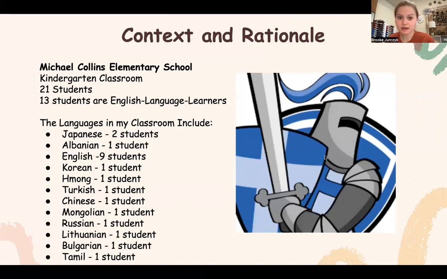So the placement I was at was Michael Collins Elementary School. It is a kindergarten classroom that's gen ed, but we do have some students who have IEPs. There are 21 students and 13 of those students are English language learners. They speak languages like Japanese, Korean, Chinese, and more. So with having so many diverse students in my classroom, it was really interesting to see how those students are able to learn in a gen ed classroom.